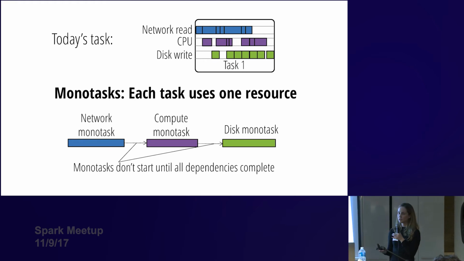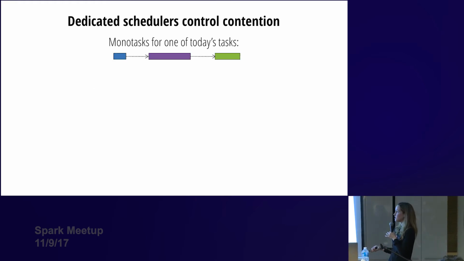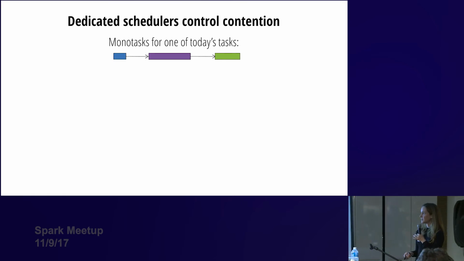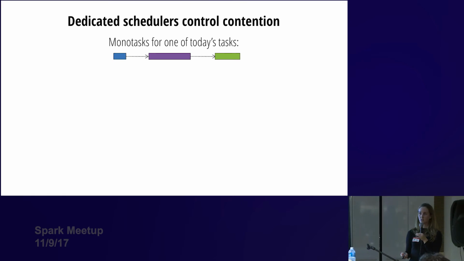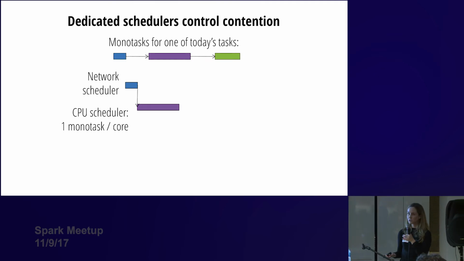And this ensures that each task uses the underlying resource completely. The other important part of this design is that there's a dedicated scheduler that controls each individual resource. So the network monotask is scheduled by a network scheduler. The CPU monotask is scheduled by a CPU scheduler. And you can start to see how this design makes it possible for schedulers.